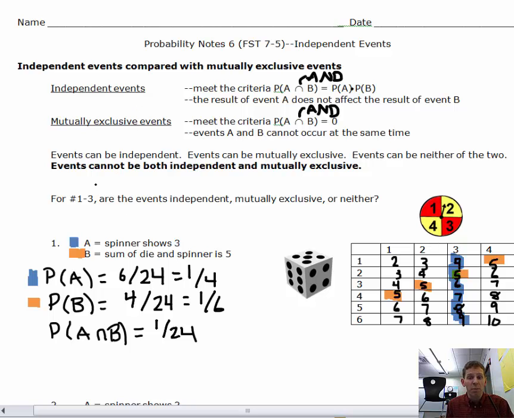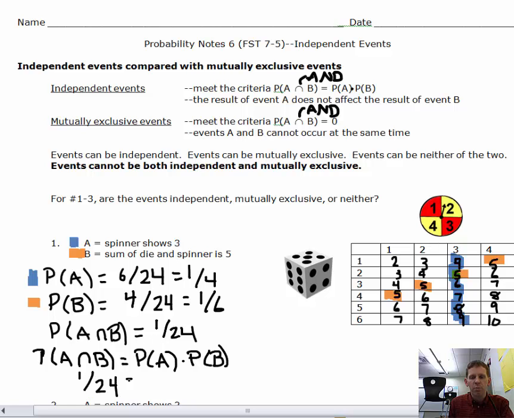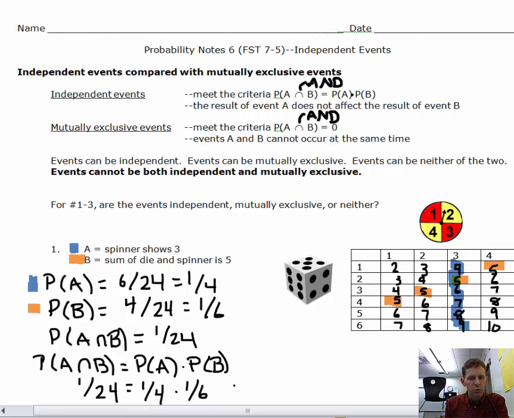They might be independent though, and we'll check independence with this formula. We will see if the probability of A and B is equal to the probability of A times the probability of B. We'll figure this out by substitution. The probability of A and B was 1/24, so I'm just going to substitute that into our equation. The probability of A was 1/4. The probability of B was 1/6. And you can clearly see that if you multiply 1/4 times 1/6, you get 1/24. This is true. This means that the events are independent.